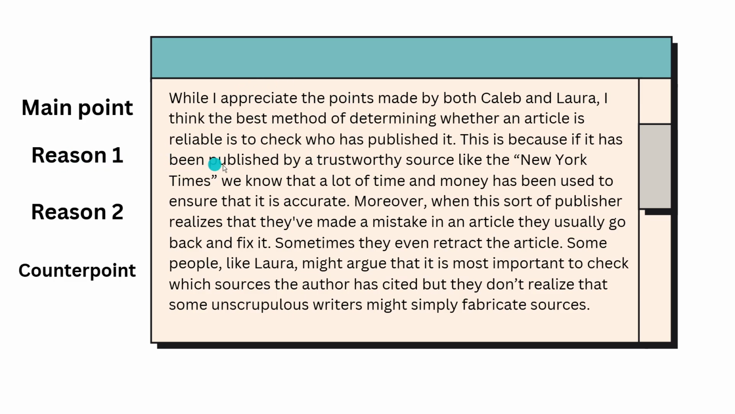And then after that, I gave my first supporting reason. It's because if it's a trustworthy source, like the New York Times, they've used time and money to ensure that it's accurate. Next up, I have my second supporting reason, which is that if the publisher realizes they've made a mistake, they fix it or retract the article. And then I ended with a counterpoint, which is that some people, like Laura, the other student, might think that the best way is to check the sources the author has cited, but maybe they're going to make up those sources.